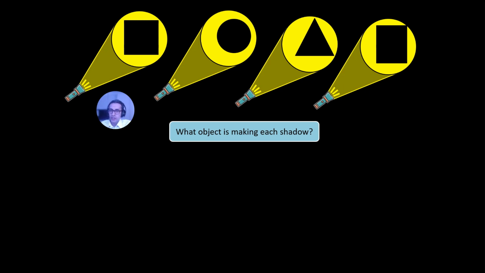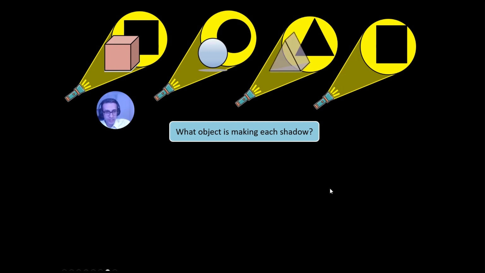So what 3D shape do you think is making the shadow on the screen? Have a think about all four of these and I'll show you what the answers are. So in the first case, you can probably figure it out, it's going to be some type of cube, cuboid. Second one, if it's a 3D shape, it's going to be a ball, perhaps. The third one could be a pyramid or a prism.